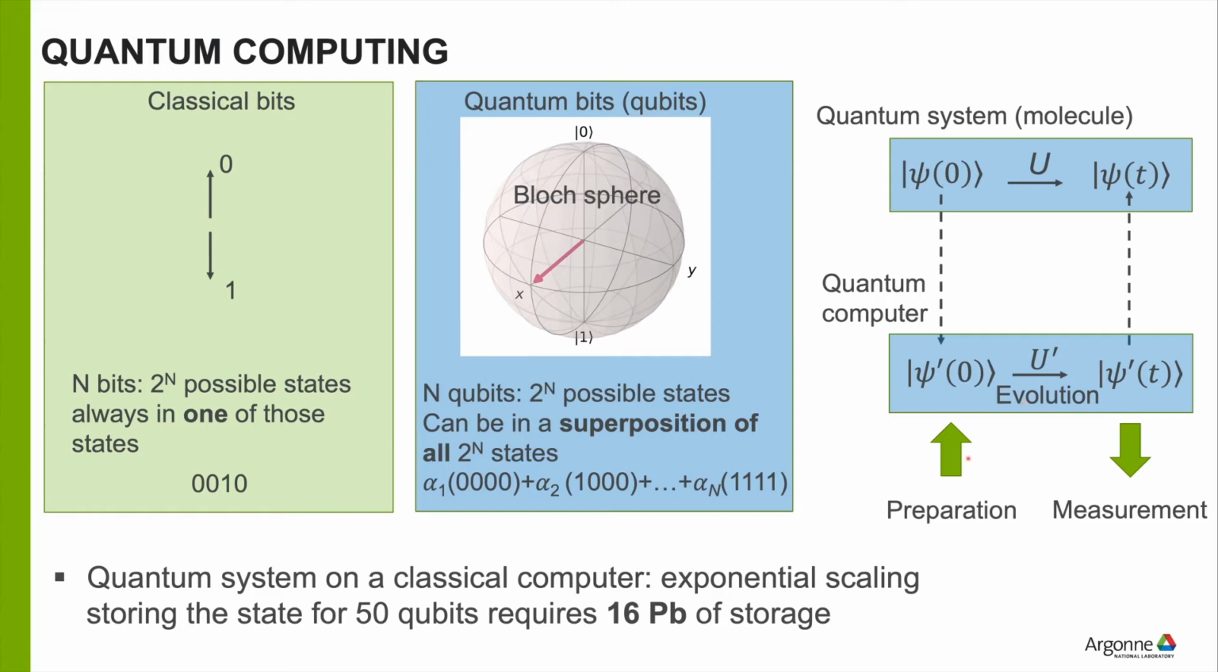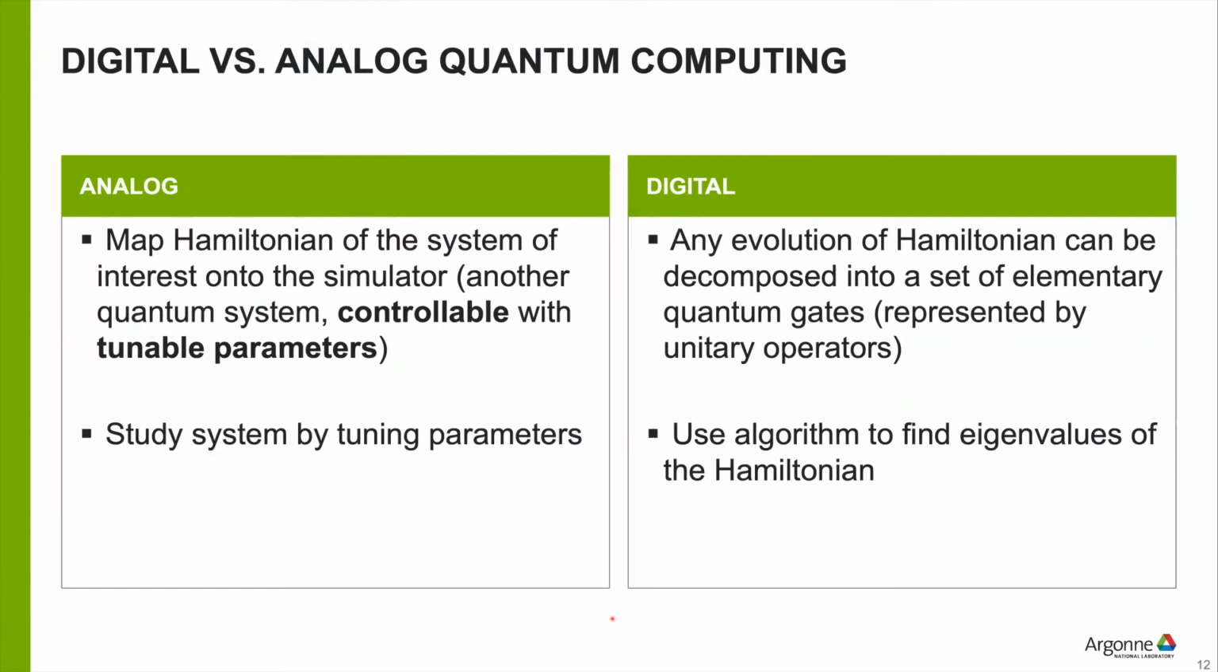And essentially, when you try to represent a quantum system of 50 qubits on a classical computer, you will need 16 petabytes of storage. And basically, since it's 2 to the power of n growth, when you add 2 extra qubits, you multiply the number by a factor of 2. And that is how you get to the threshold of the classical computation.